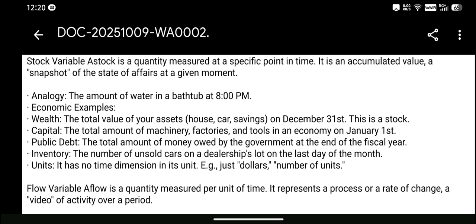Public debt, the total amount of money owed by the government at the end of the fiscal year. Inventory, the number of unsold cars on a dealership's lot on the last day of the month. Units: it has no time dimension in its unit, that is just dollars, number of units.